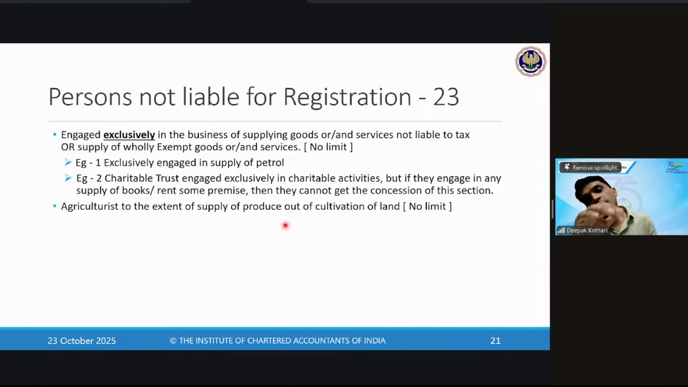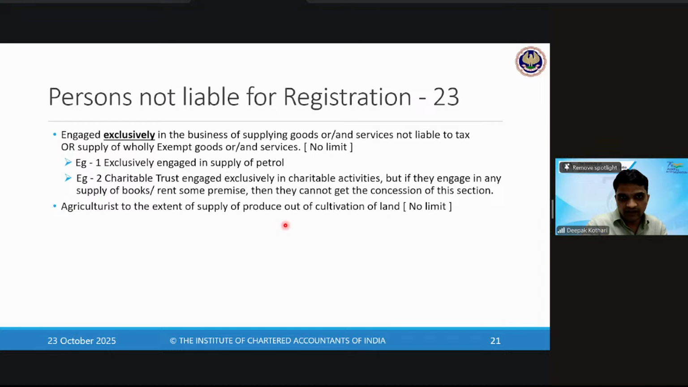So only if he is supplying some goods to the extent of his produce, then he'll be exempted. He will not be required to take registration. But now, our agriculturist has a big farmhouse. Now he has constructed a warehouse and he's renting this warehouse. Is that an agriculturist activity? No, because it's not an agriculturist activity.